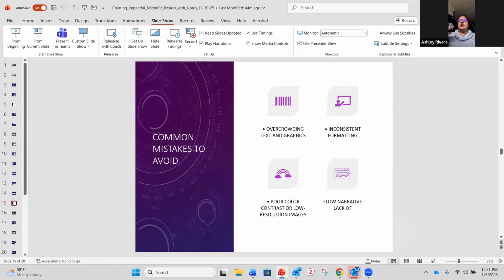Inconsistent formatting. If there's bizarre words and letters, even within the same sentence, and there's weird pieces that are capitalized, I go, what is going on? Right? What kind of formatting do they do? Poor color contrast, low resolution. And then again, that story principle, that lack of narrative. If I don't see what's going on, if I feel like I'm reading something that Yoda had put together, I'm going to get a little confused, right?